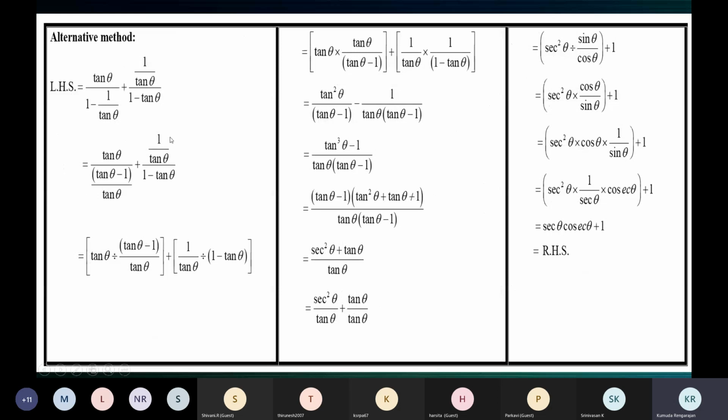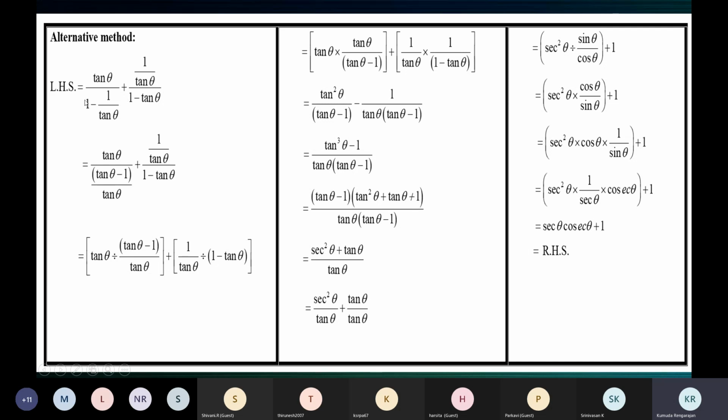So we write the LHS as tan theta by 1 minus cot theta. So cot theta is written as 1 by tan theta. And the numerator we have cot theta, so 1 by tan theta divided by 1 minus tan theta. Tan theta is the numerator. 1 minus cot theta, this is the denominator. So this full thing is the denominator.